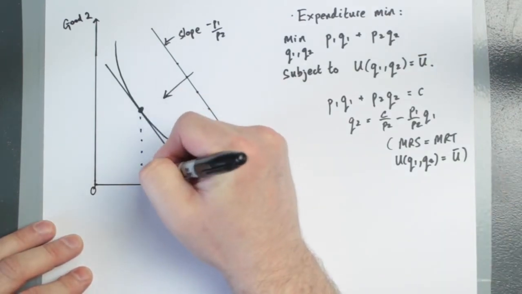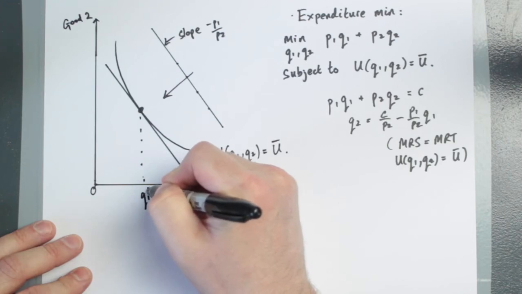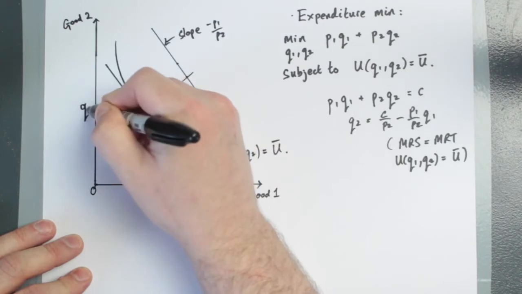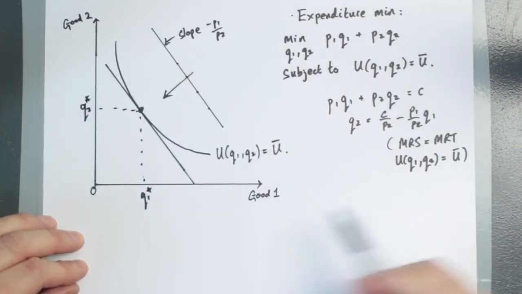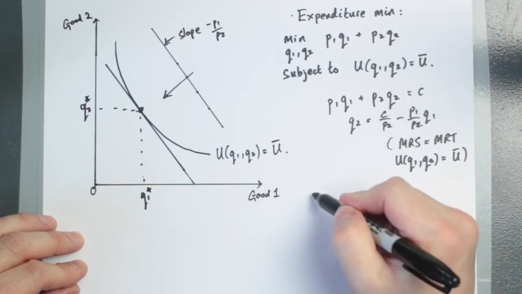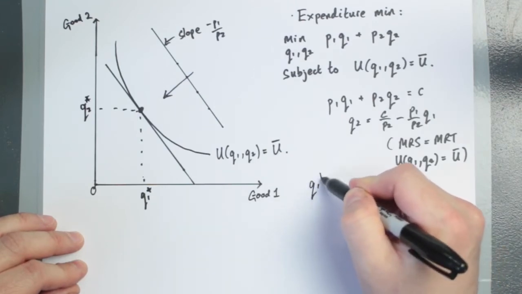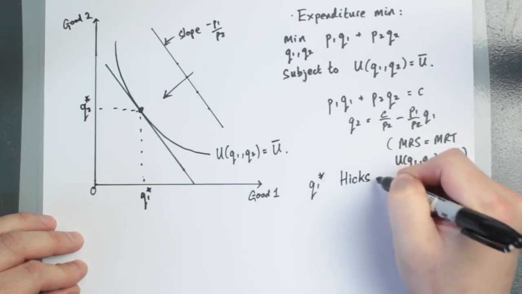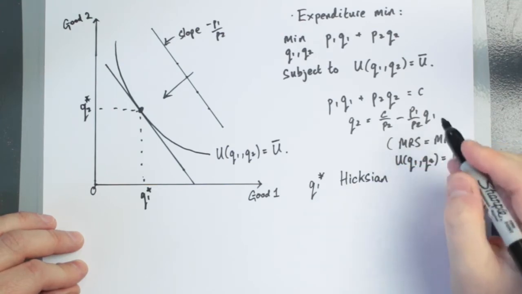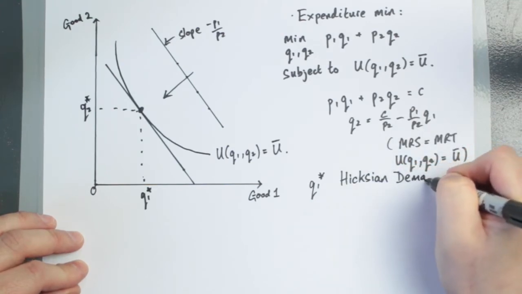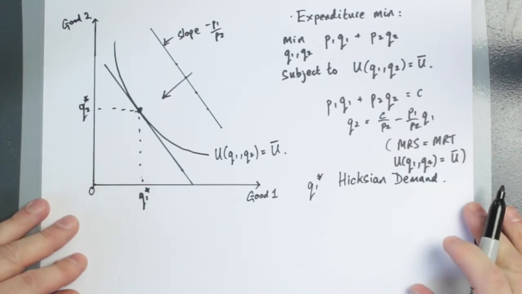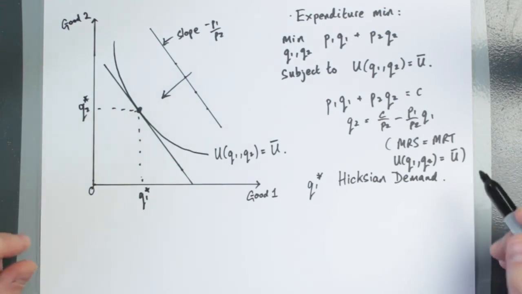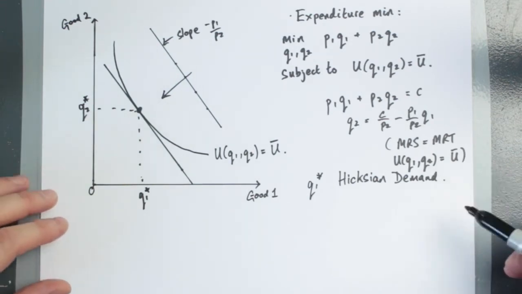I could denote this amount here as Q1 star, and this amount here as Q2 star. Okay, now we give these specific names. Q1 star is called the Hicksian, after John Hicks, so Hicksian demand. Okay, so the solutions to the expenditure minimization problems are called Hicksian demands. We'll talk more about these and we'll see why that's an appropriate name.